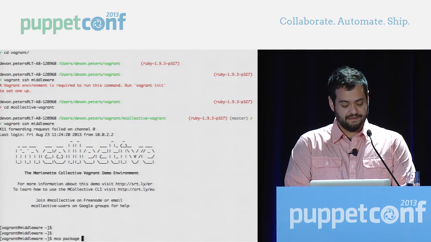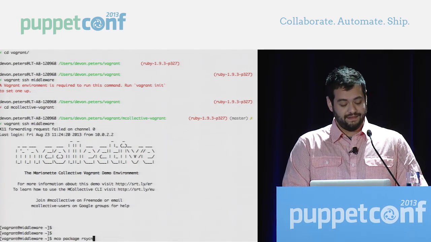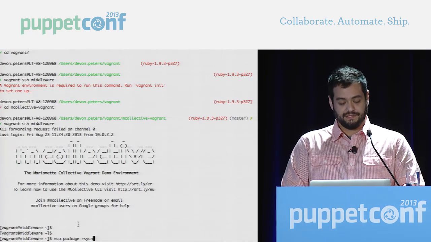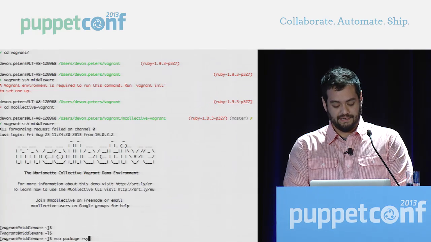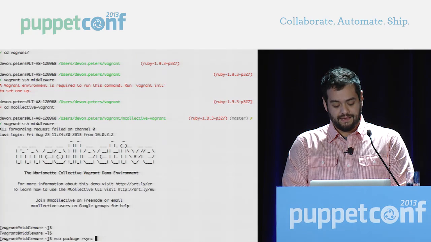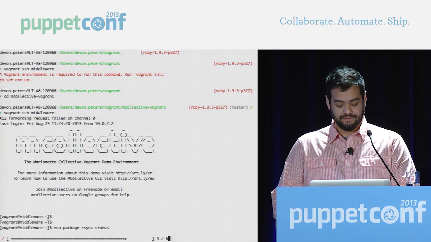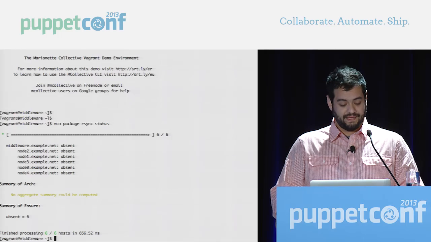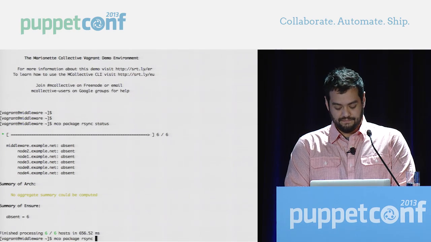Okay, so let's check out the status of the rsync package. The command that I'm running here is mco, which is the client command. Package is the agent application that I'm trying to run. And then rsync is the package argument, and the action is going to be status. So it goes across, and look, I have 6 nodes here, and all of them are missing rsync. So let's see if we can install it.